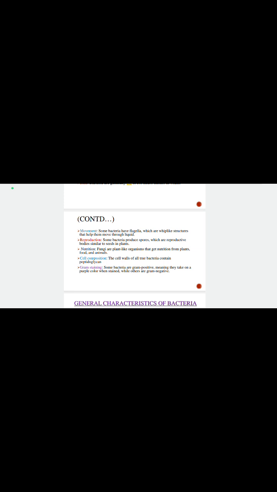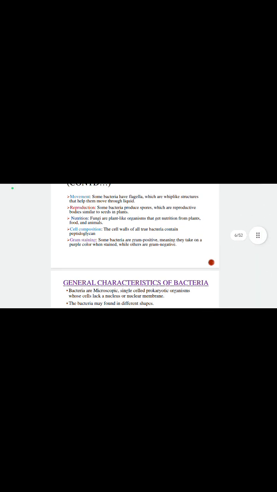Nutrition. Fungi are organisms that get nutrition from plants, food, and animals. Cell composition. The cell walls of all true bacteria contain peptidoglycan. Peptidoglycan is a major component of gram-positive bacteria. It is made up of a polymer of sugar residues, and it is cross-linked by peptide bridges.